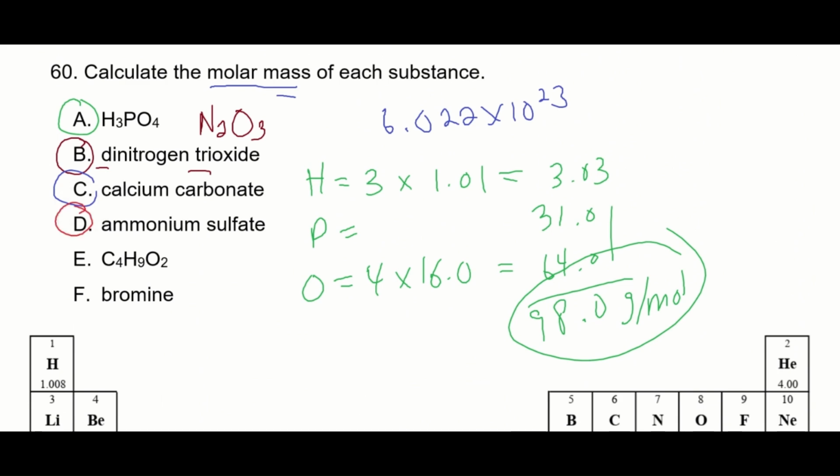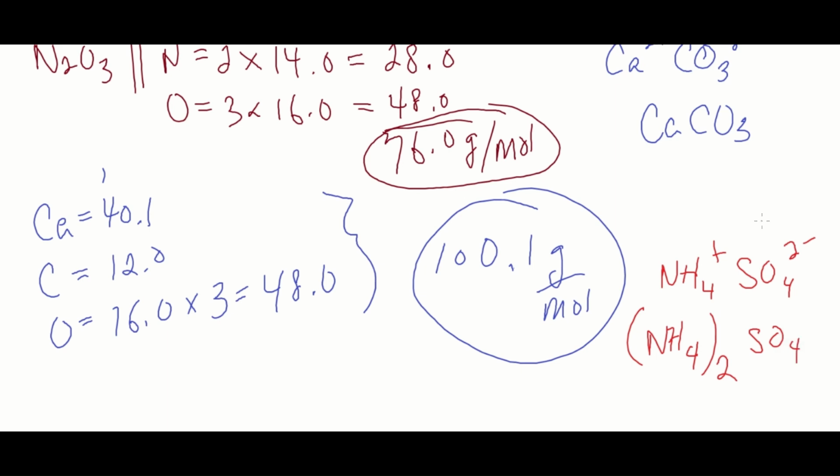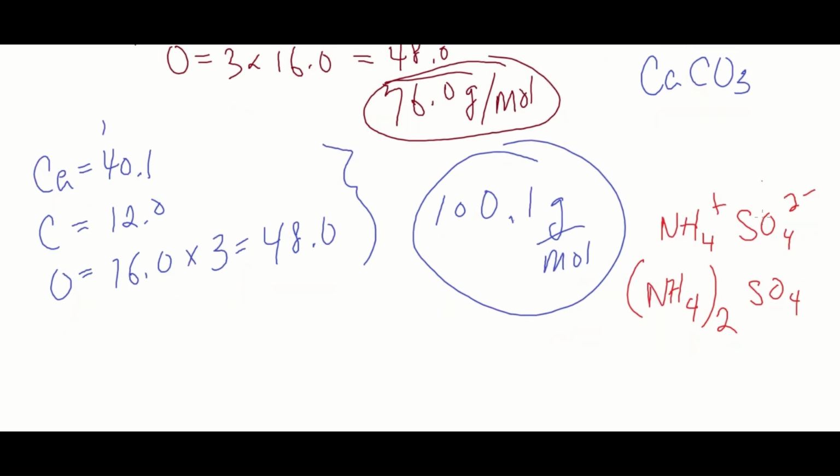Ammonium sulfate, it's another ionic compound, so we'll need the charges. Ammonium is 1 positive, and sulfate is SO4 with a 2 negative charge. You crisscross them, and you'll get 2 ammoniums. So we'll need parentheses around that, and then SO4. All right, we're going to need to distribute the number outside the parentheses to each element inside the parentheses.